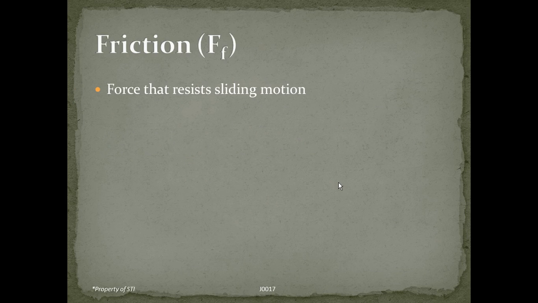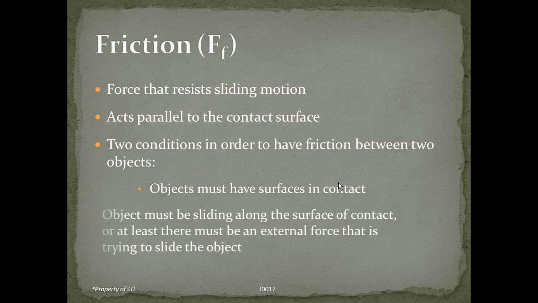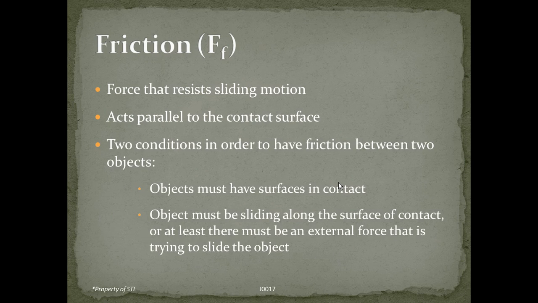Again, friction F is the force that resists sliding motion, and it acts parallel to the surface of contact between the two objects. There are two conditions in order to have friction between two objects. First, the objects must be in contact. Next, the objects must be sliding along the surface of contact, or at least there must be an external force that is trying to slide the object.